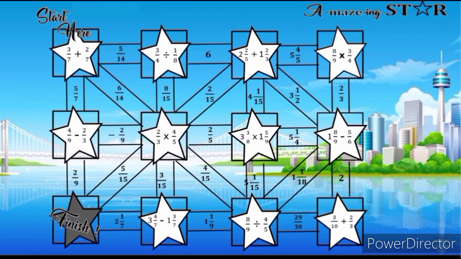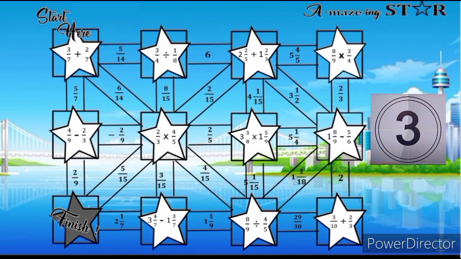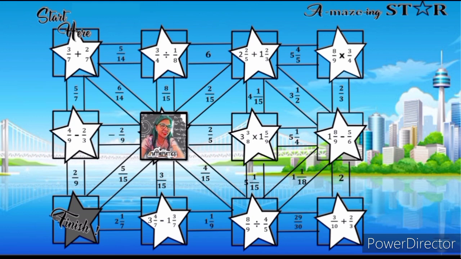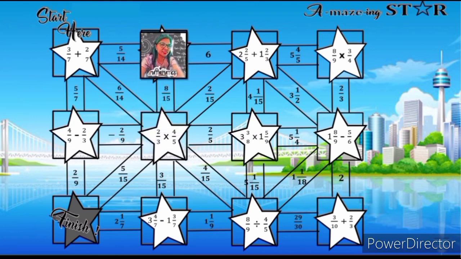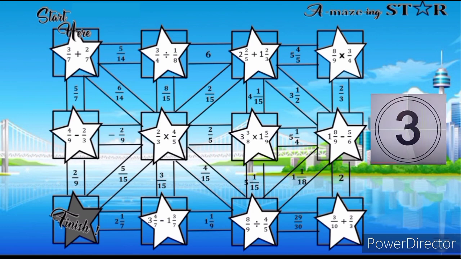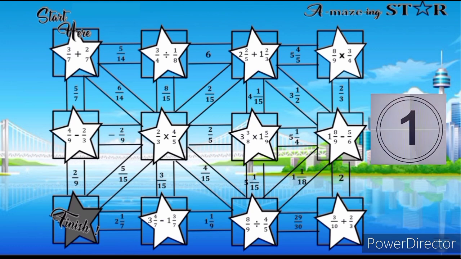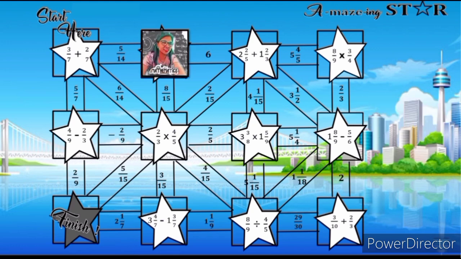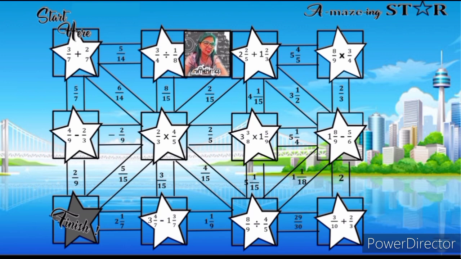Now let's proceed to star number 3. Let's answer 2 over 3 times 4 over 5. In here, we have 7 possible answers. What do you think is our product? Correct, the answer is 8 over 15. Let's answer star number 4. 3 over 4 divided by 1 over 8. What is our quotient? Correct, the answer is 6.